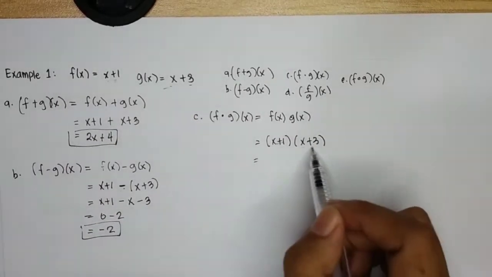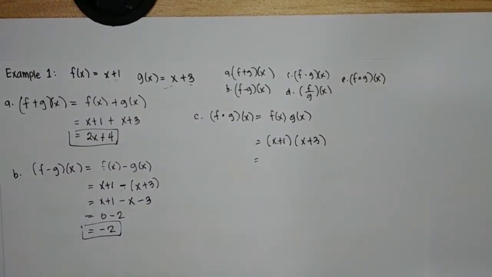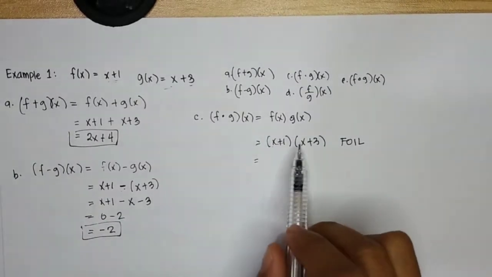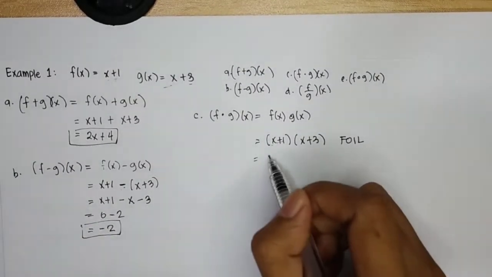Right, we have a product of two binomials. So we can use the FOIL method. Okay, so let's use the FOIL method. We have your first terms. So x times x is x squared.